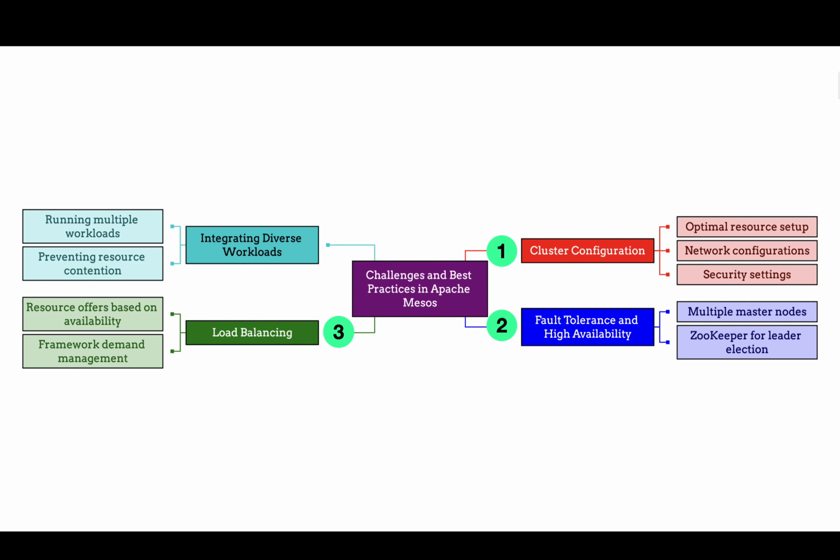3. Load balancing. Efficient load balancing across the cluster requires careful planning. Mesos offers resource offers to frameworks based on resource availability and framework demands. 4. Integrating diverse workloads. One of the key strengths of Mesos is its ability to run multiple types of workloads. Proper planning is needed to ensure different frameworks coexist without resource contention.